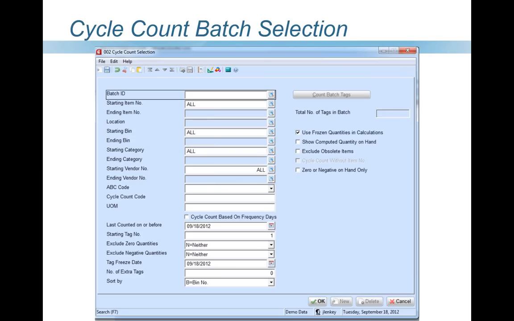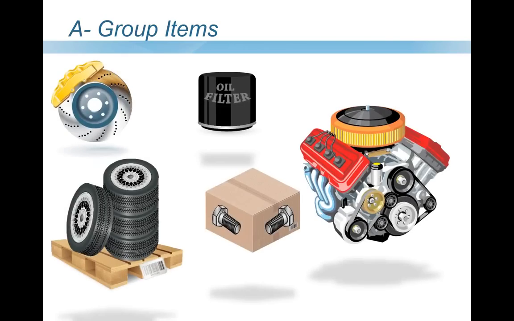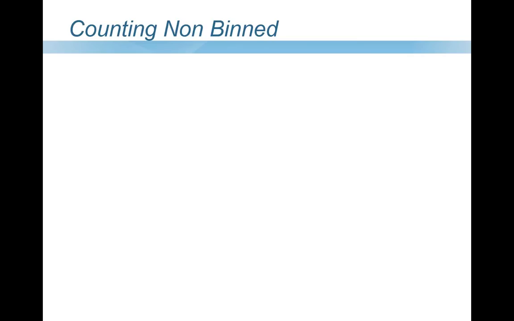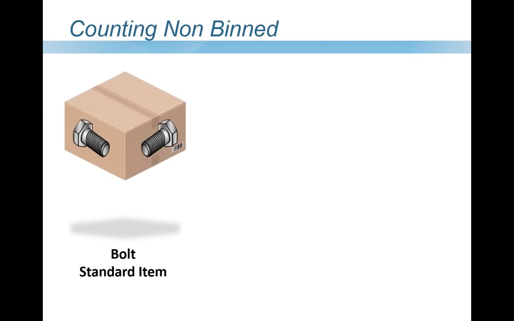Today we're going to go ahead and cycle count our Group A items. Our Group A items are made up of a rotor, an oil filter, our engine, a box of bolts, and a pallet full of tires. The first thing we're going to do today is count our non-bin bolt. This bolt is a standard item, nothing special about it.